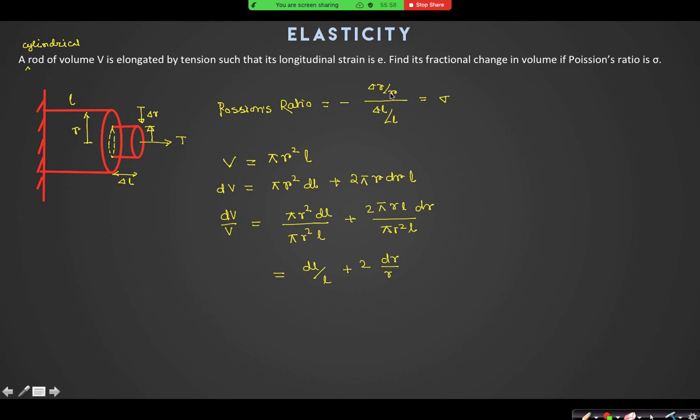Now I know that dr by r is equal to minus sigma into dl by L, right? So it is dl by L minus 2 sigma into dl by L. So 1 minus 2 sigma. dl by L is given as E. So E into 1 minus 2 sigma will be your answer.